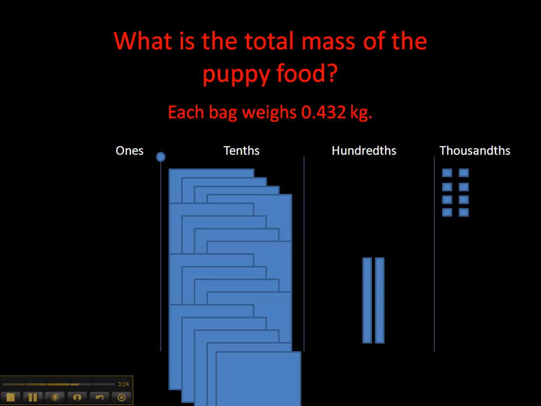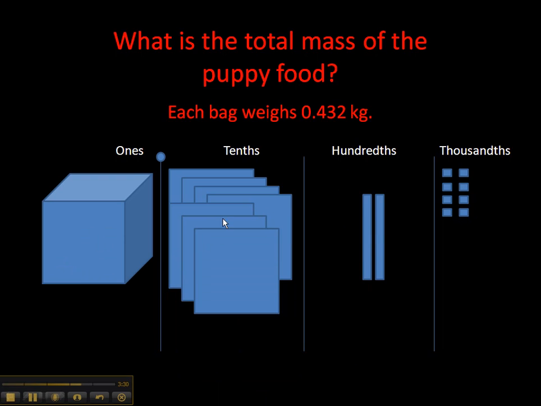So I'm regrouping the hundredths, and I'm going to add 1 to the tenths, because I got 10 out of here and put them here. And I'm going to take 10 out of the tenths and put them in the ones here. So I have 1 whole here represented by our thousands cube, right? 1 whole, and we have 7 tenths, and we have 2 hundredths, and we have 8 thousandths. If we did that right, it should equal the number we got before. 4 bags equal 1.728 kilograms.